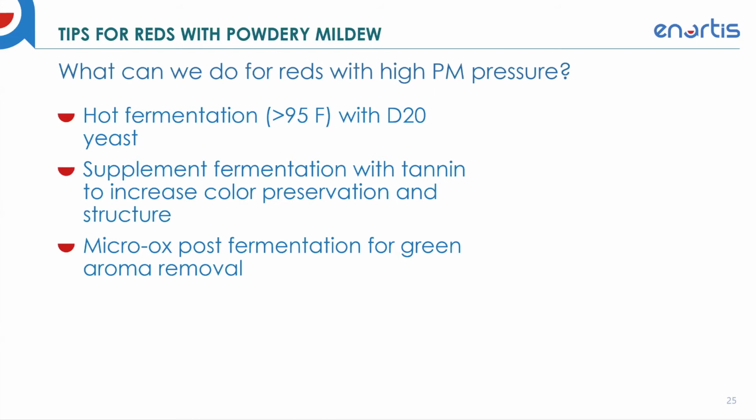So that might mean that you need to increase extraction. And so there's different things that you can use for that. You can use enzymes to increase the extraction rate. And then you can do other things like add exogenous tannins and press sooner so that you don't extract all of those bitter tannins from the seeds. And then you can do microoxygenation post-fermentation for green aroma removal. And I'll let Hamish talk more about the actual application of microox for that situation.